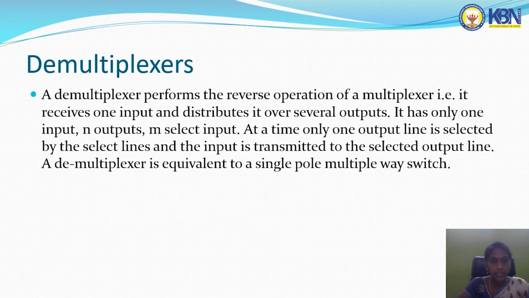Demultiplexer. A demultiplexer performs the reverse operation of a multiplexer. That is, it receives one input and distributes it over several outputs. It has only one input and several output lines. M is the selection input. At a time, only one output line is selected by the selection lines, and the input is transmitted to the selected output line. A demultiplexer is equivalent to a single-pole multiple-way switch.